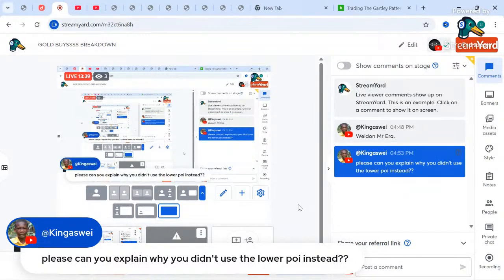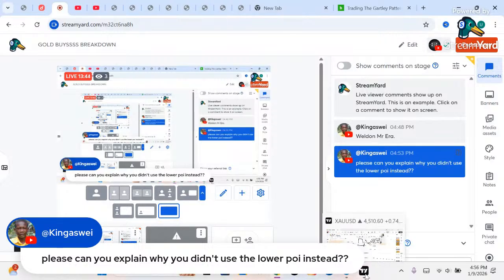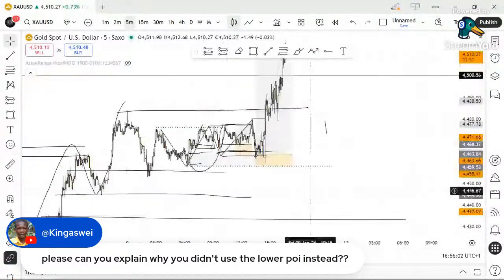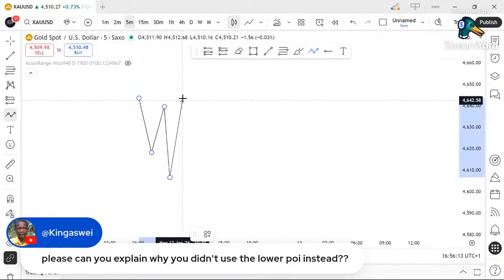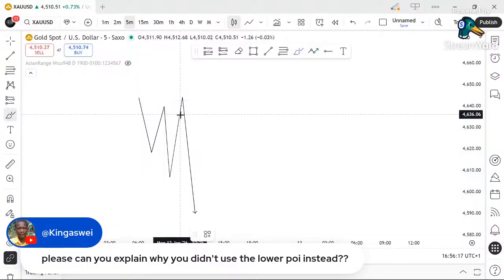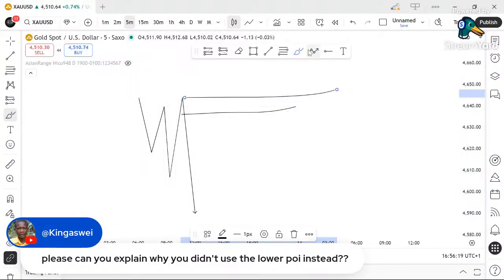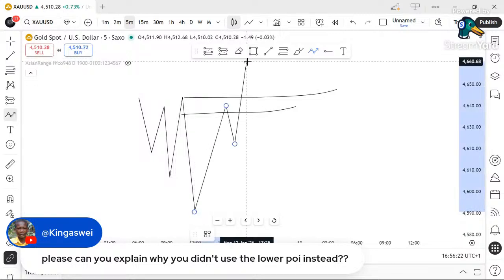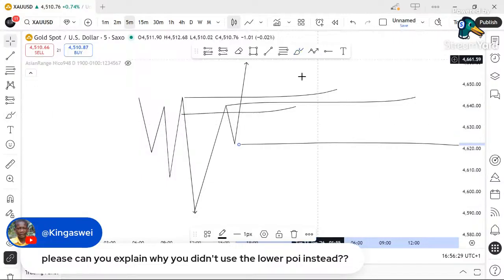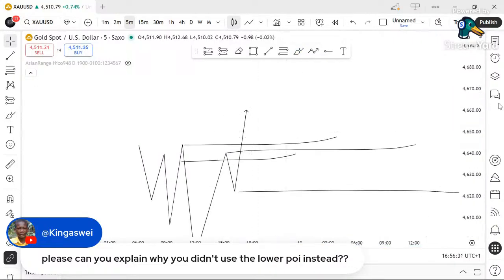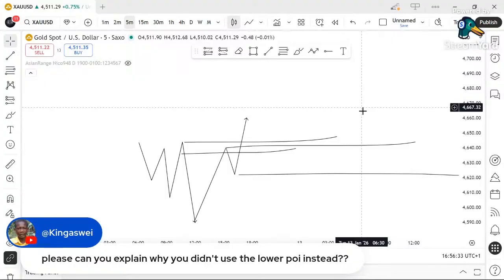Please, can you explain why you didn't use the lower POI instead? Which I already explained, saying that clearly price has given us a mitigation. If you have not watched my POI video, go and watch it, where I talked about mitigation and all those things. So let's say you see a strong high, for example like this, and everybody is expecting a sell from this level. Now price comes in and breaks. That means price has given us what you can call a violation block or a mitigation block, any of them. So a lot of persons will want to wait for price to come into the other block.